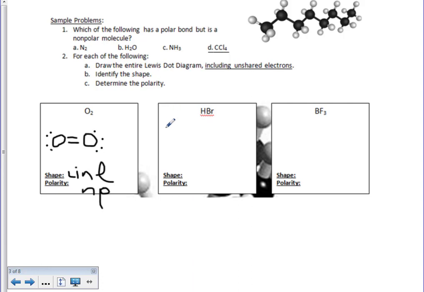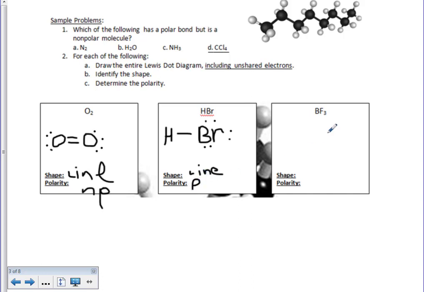When we look at HBr, we have H single bonded to Br. Br has 7 valence electrons, so it picks up that extra shared one from the hydrogen, giving us 8 valence electrons. The shape here is also going to be linear, and our polarity is going to be polar.